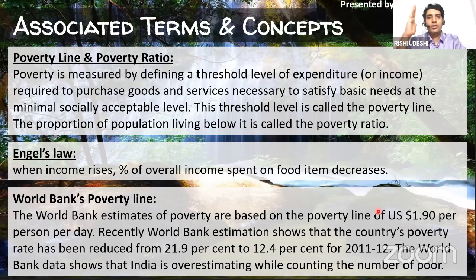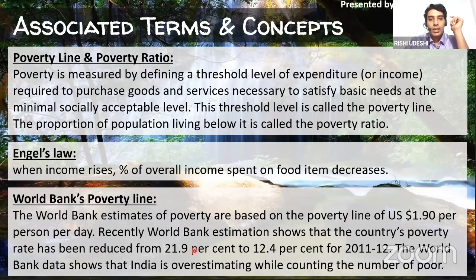Okay, 140, 150. If someone is earning in India's rupees, with a crude conversion, somewhere near 140 to 150 per day per person, and if someone earns even less than that, then he is said to be poor as per World Bank's definition. If he earns more than that, he is above poverty, he is not poor. And what else? Recent World Bank estimation shows that the country's poverty rate has been reduced from 21.9% to 12.4% for 2011-12.